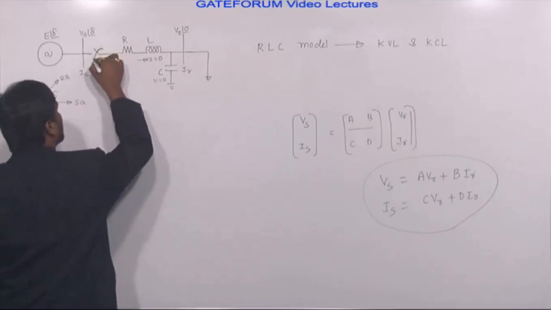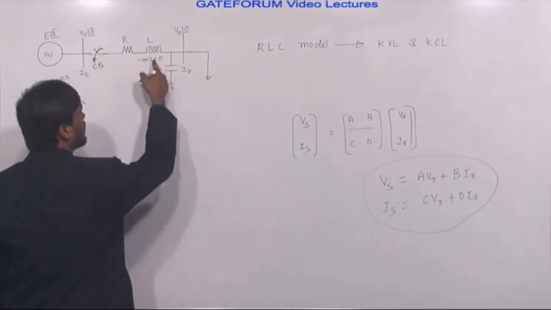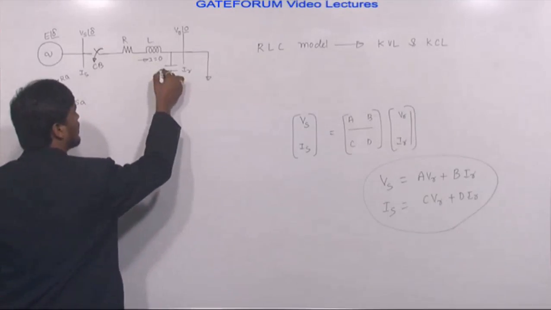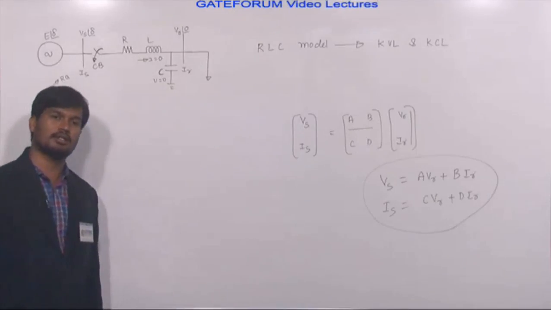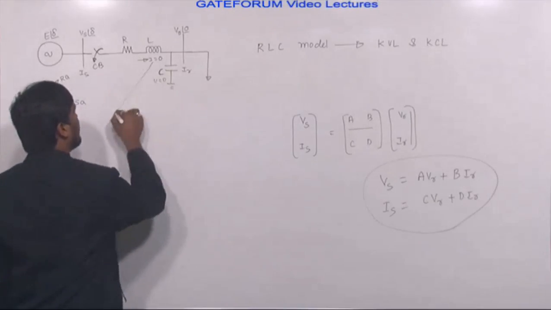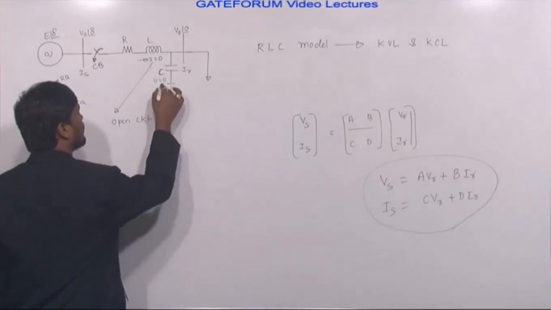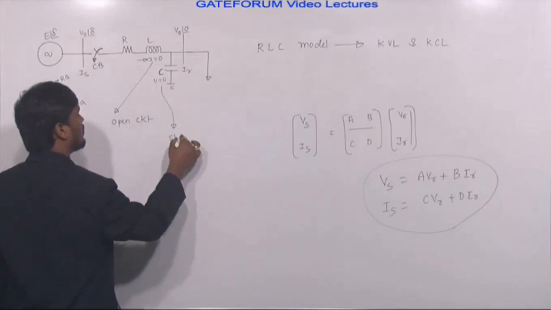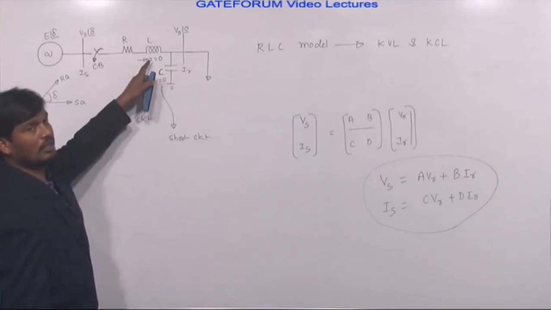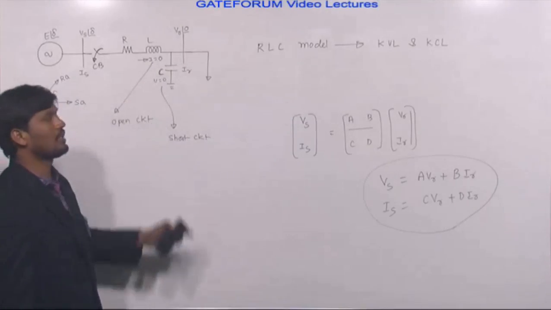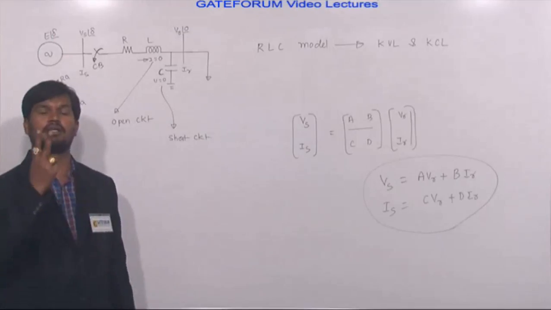Even though the circuit breaker is closed, the inductor does not allow sudden change of current, so the current flow in the inductor is still 0. The capacitor does not allow sudden change of voltage, so the voltage across the capacitor is still 0. Current 0 means open circuit or short circuit? Open circuit. Voltage 0 means short circuit. So even though the circuit breaker is closed, initially the inductor acts as an open circuit and the capacitor acts as a short circuit.